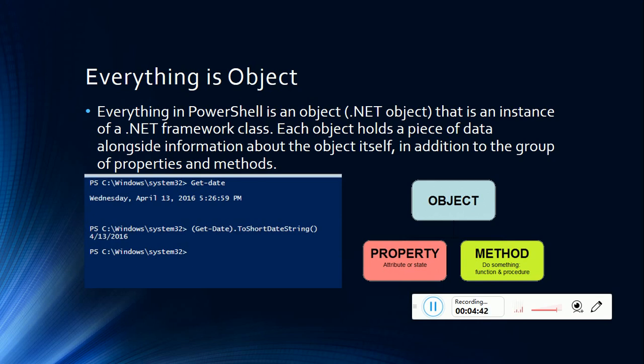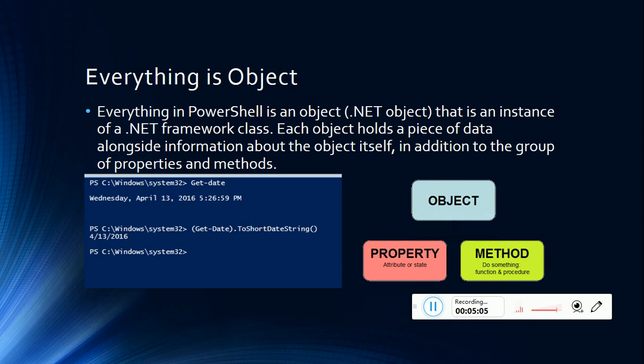A property will have some attribute or state or name. You can relate it to things like the name of the object. And then the method will do something. It will do an action for you, follow some instruction and give you a result out of it. So that's how things are in PowerShell.